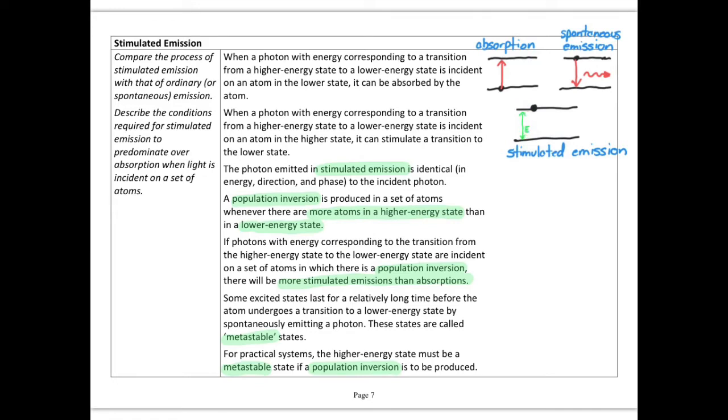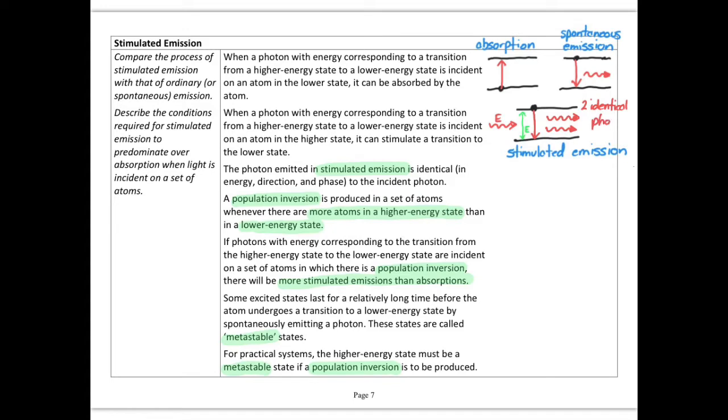Now, if a photon comes along with energy E, so this energy here corresponds to this energy level gap here, what this will do is it will stimulate the atom to relax. So it will relax like such, but something really, really neat and special happens here. When that happens, we get produced two identical photons.